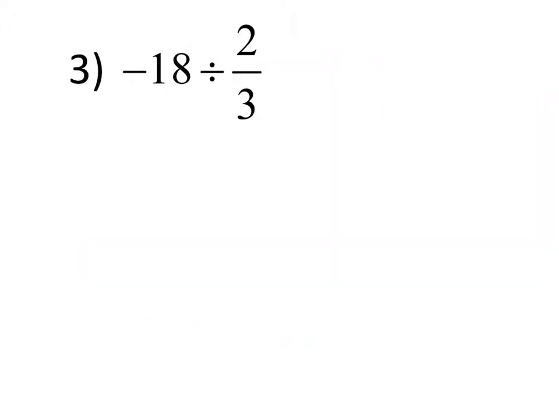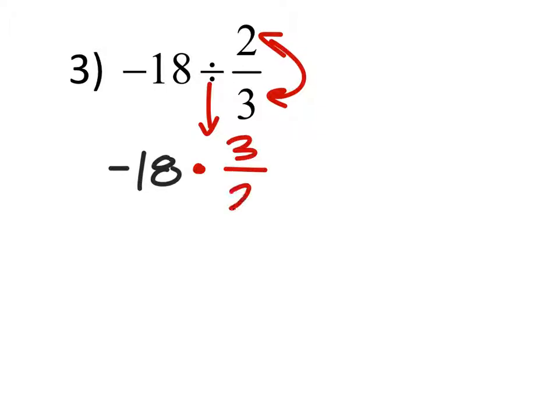This one's really not too bad. I'll use cross simplification to simplify the process here. So that first number is going to stay the same, negative 18. Again, we'll change this division to multiplication, but when we do, we have to reciprocate this second number. So 3 over 2. Now this may look a little confusing because negative 18 is not a fraction, so we can make it a fraction as 18 over 1.